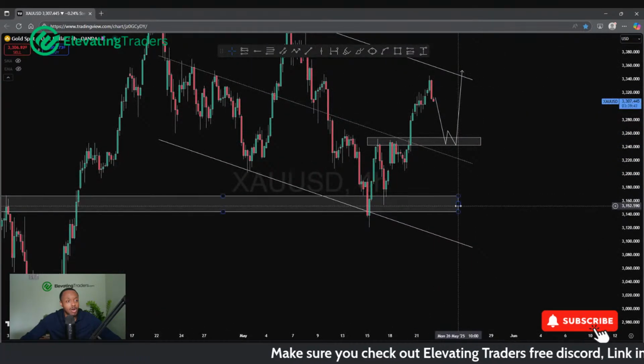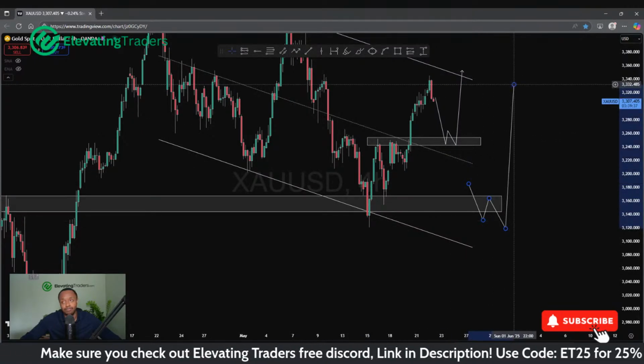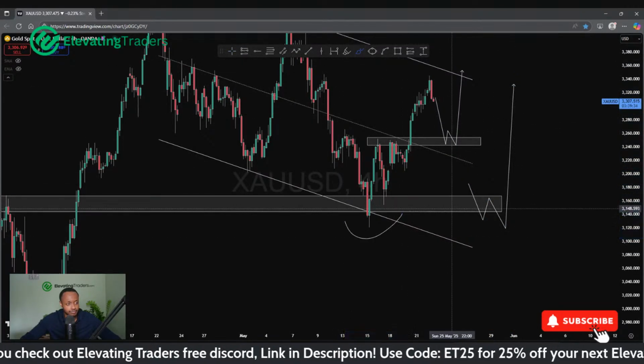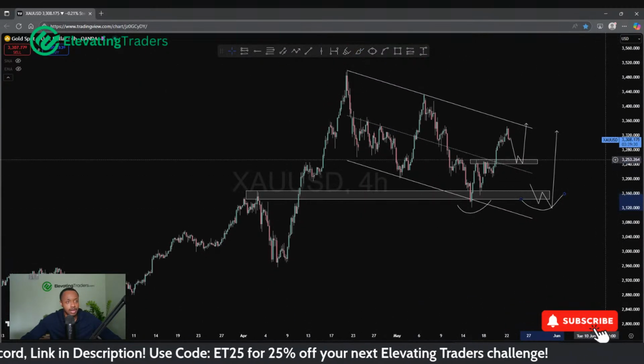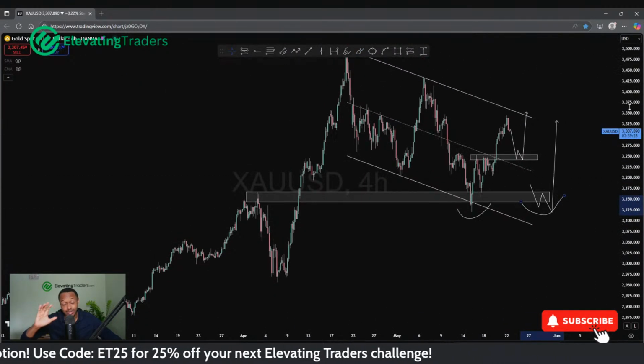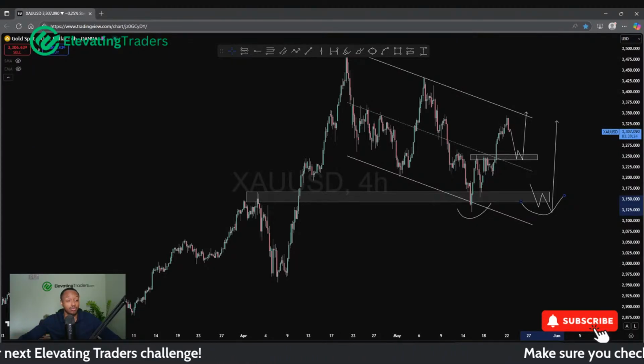Even if we do come crashing down all the way back to this area again, I think that's still a nice place for a buy on potentially a big double bottom. So first test, second test, and then potentially the reversal. The key thing I'm getting at is that gold is still very much in a bullish trend. No significant signs of reversal just yet.